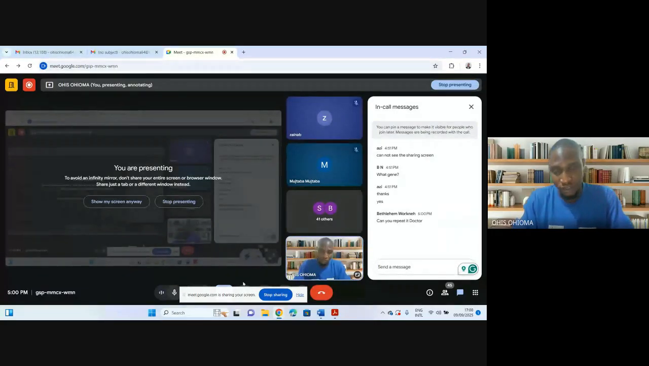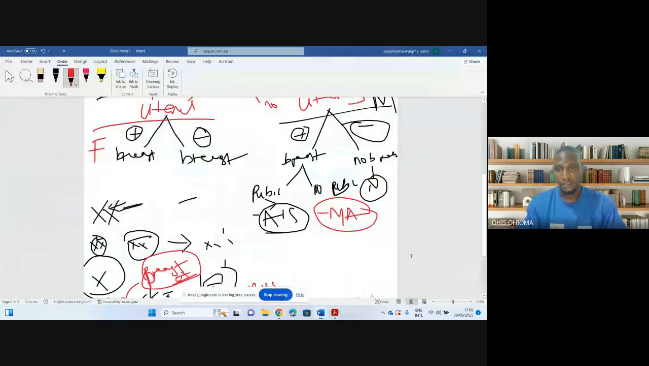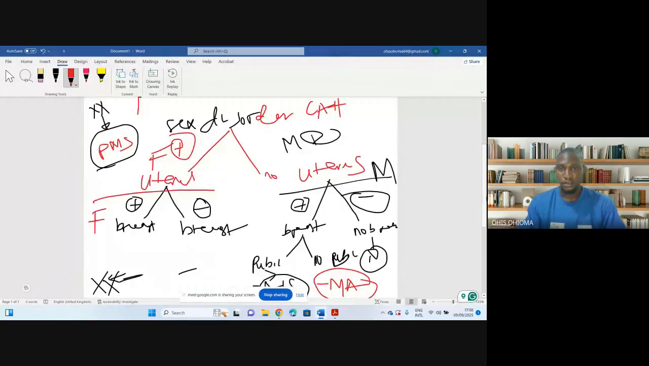Okay, let me repeat. Let's go back to this diagram. So this is a male. So it means that genetically there's no uterus. This is a male, so genetically this patient is XY. If the patient does not have any uterus, the next question I want you to ask is, does this patient have a breast or not? If the patient does not have a breast and does not have a uterus, this patient is a male. It's a genetic male and an anatomical male.